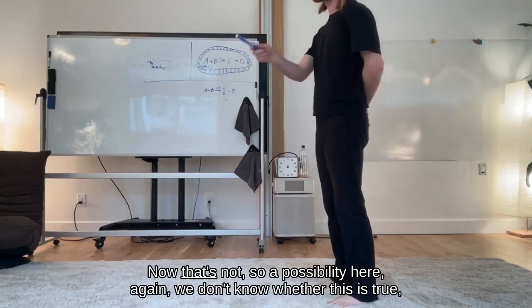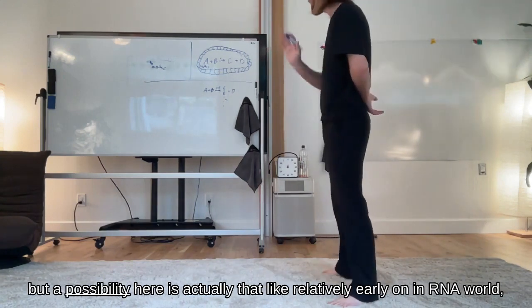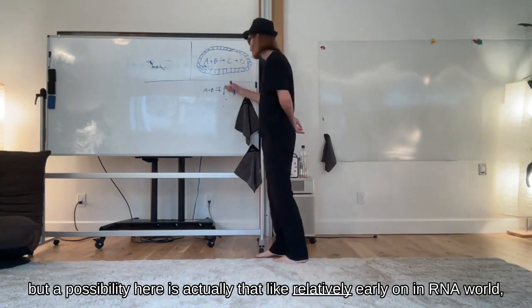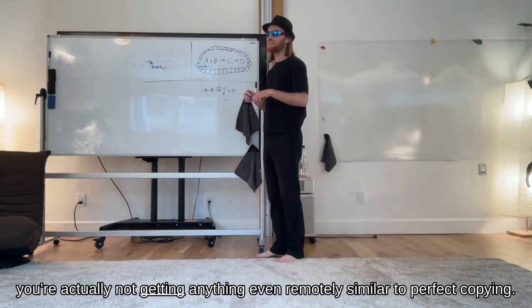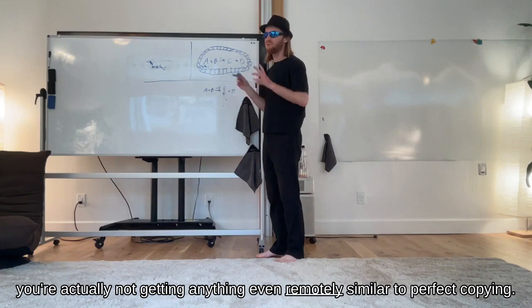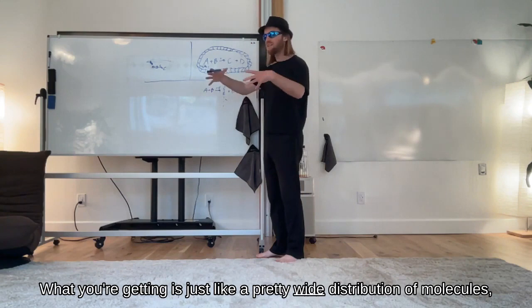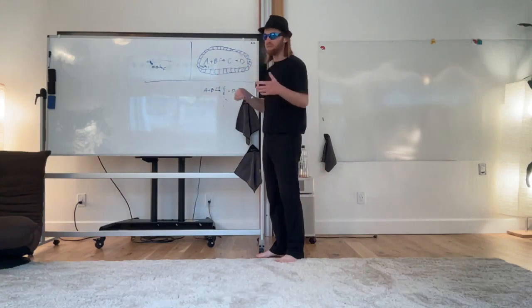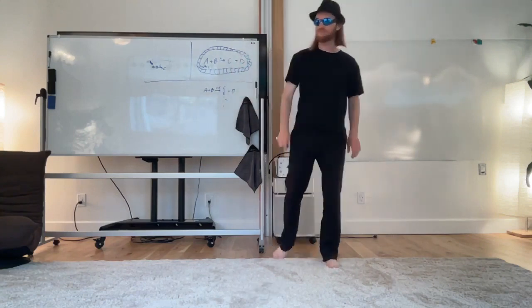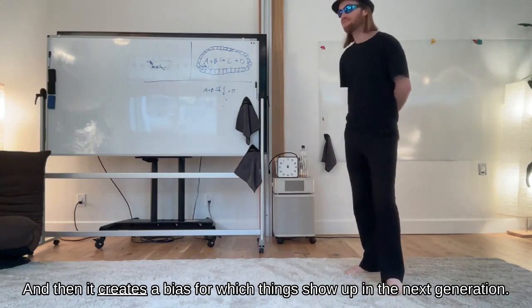Now, that's not so. A possibility here, and again, we don't know whether this is true, is that relatively early on in RNA world, you're actually not getting anything even remotely similar to perfect copying. What you're getting is just a pretty wide distribution of molecules, but where they'll tend to produce something that's within the distribution. Okay. Makes sense. At least in aggregate, it creates a bias for which things show up in the next generation.